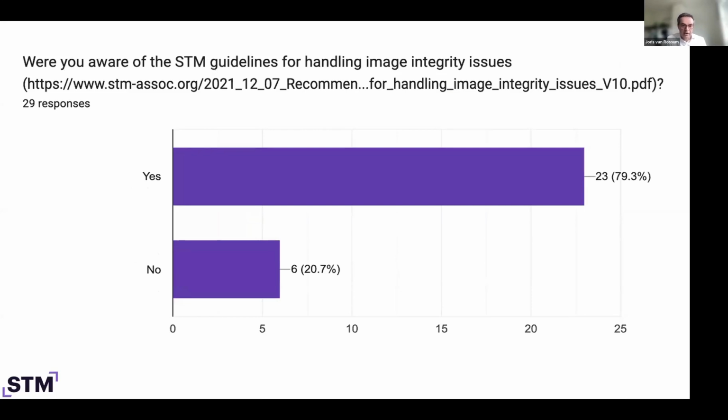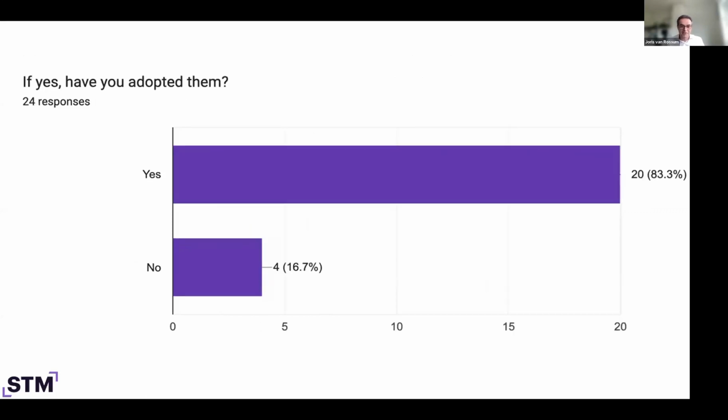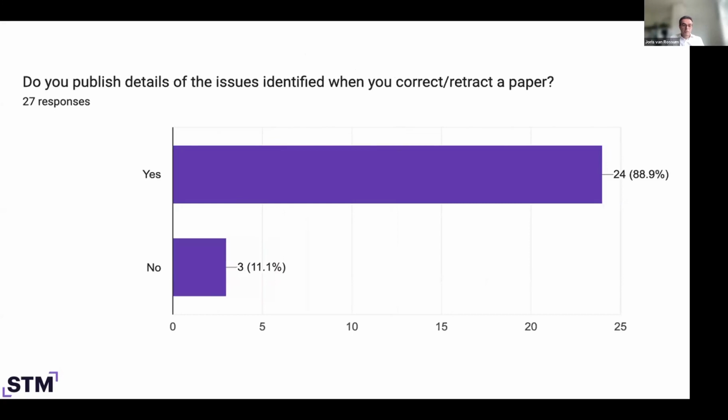Were you aware of the STM guidelines for handling integrity issues? You can find it under the link, but it's also on the resource page. So it's always good to see that 80% was aware of the guidelines, and also over 80% have adopted them. So that is great news of the people that were aware of them. Do you publish details of the issues identified when you correct or retract a paper? Most of the respondents do.